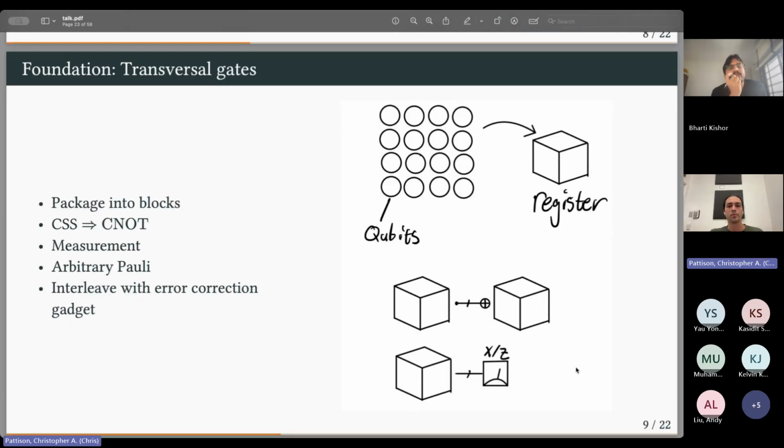So I showed you how to perform the logical identity. You have your greedy decoder, you measure the syndrome. I believe somebody has a question.